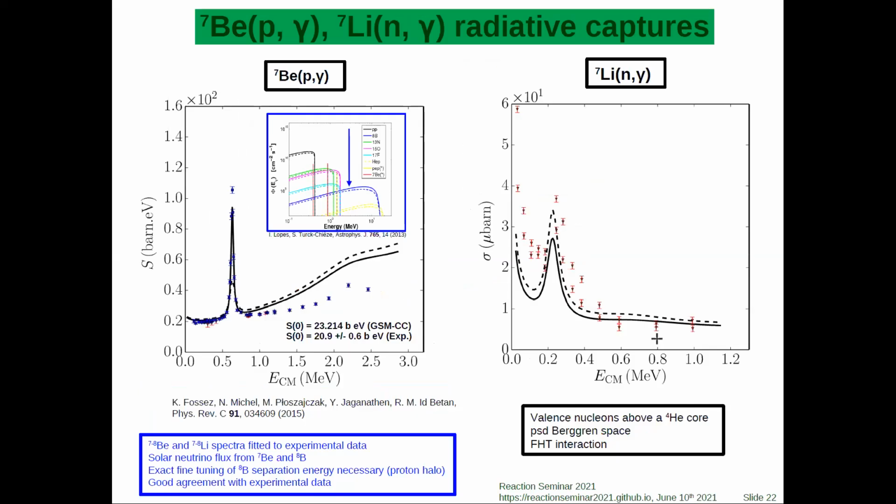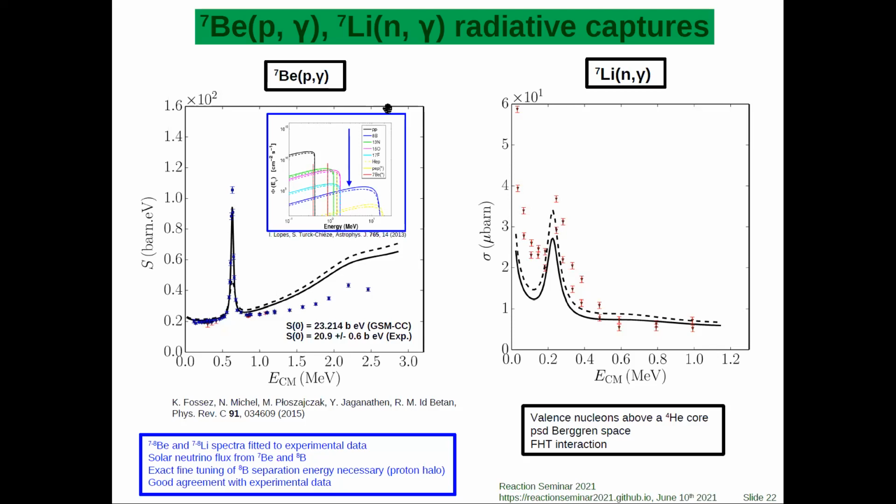This is an example of radiative capture, where boron-8 is very important because it's what is created in the radiative capture of a proton on beryllium-7. It is of astrophysical interest because it's related to the solar neutrino flux in the sun, where the most energetic neutrinos are created by this reaction, proton on beryllium-7, in the sun. So the calculation of the radiative capture cross-section in this case is of important astrophysical interest.